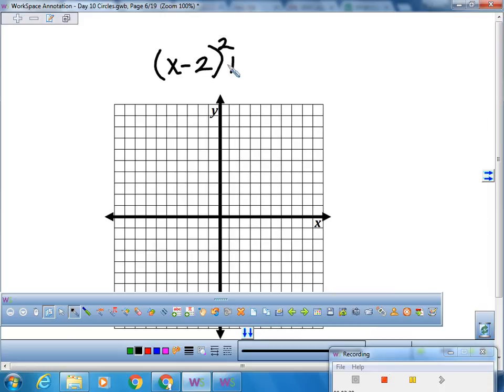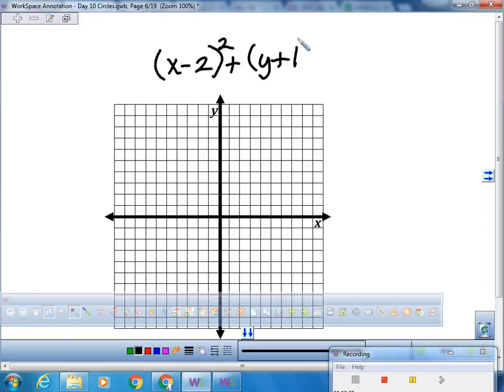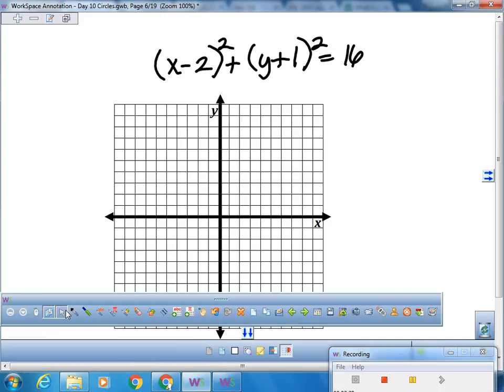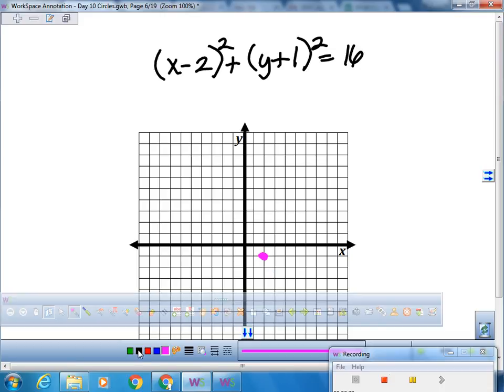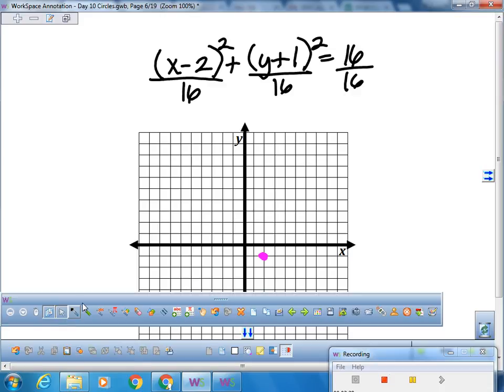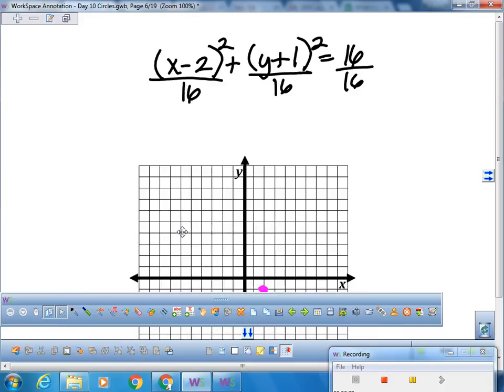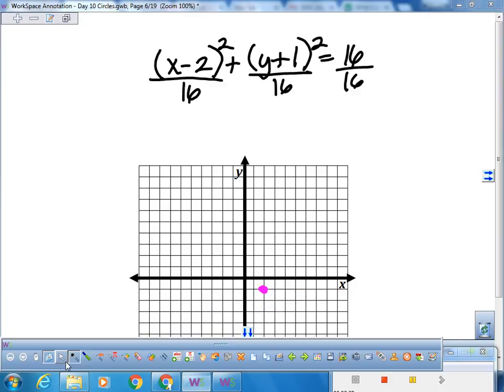Okay, so y plus 1 squared equals 16. So this is going to be a shift to the right 2 and down 1, and then my radius is 4. The equation of a circle can also be written like this. The reason I'm telling you this is because this is going to transition well when we start going to ellipses and hyperbolas, because ellipses and hyperbolas look like this.